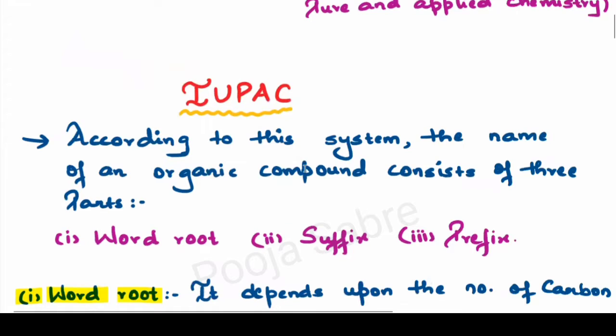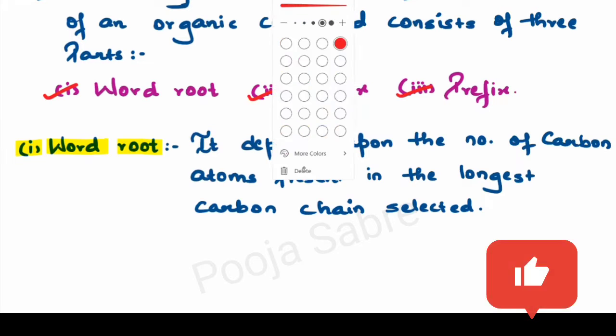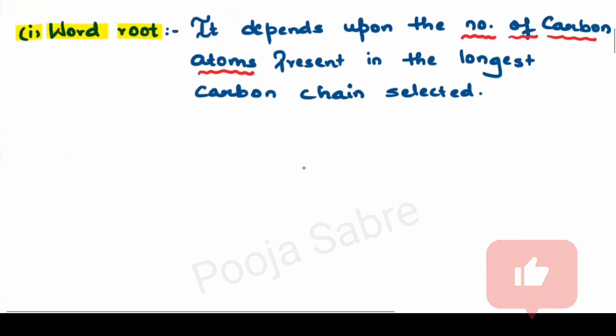According to the system, the name of an organic compound consists of three parts. The first one is word root, the second one is suffix, and lastly, the prefix. Now, the word root which we are going to use depends upon the number of carbon atoms present in the longest carbon chain selected. Now what does this mean? Let us have a look at the word roots.